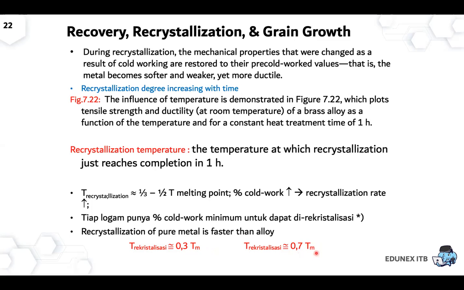So if the melting point is, let's say, 700, then the recrystallization temperature should be lower than that. It is still in the solid state, but with higher diffusion, so all the metal atoms can rearrange. During recrystallization, the mechanical properties that changed as a result of cold working are restored to their pre-cold-work values, and the metal becomes softer, weaker, and more ductile.